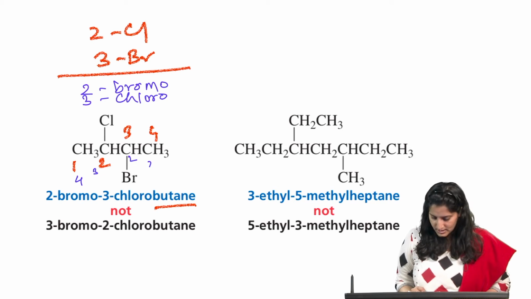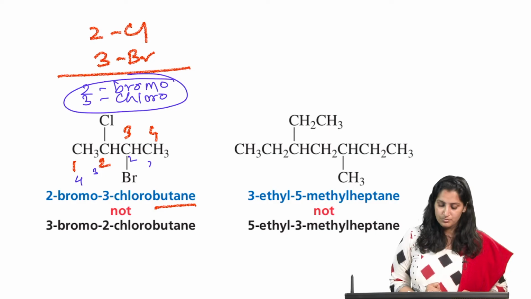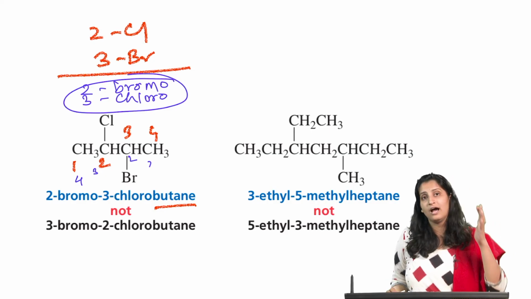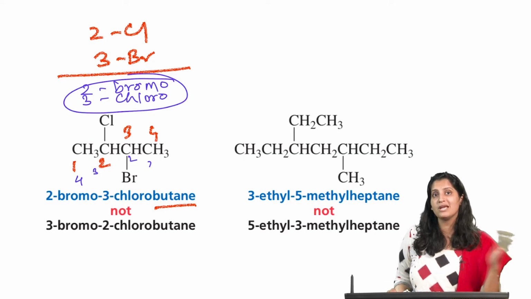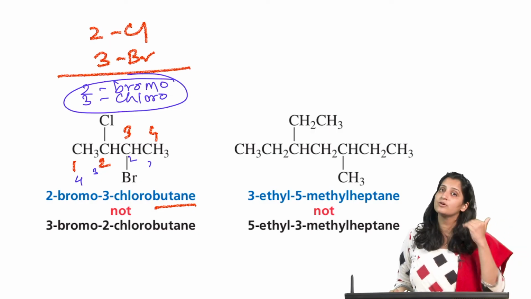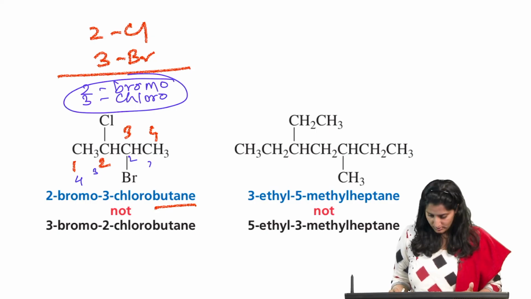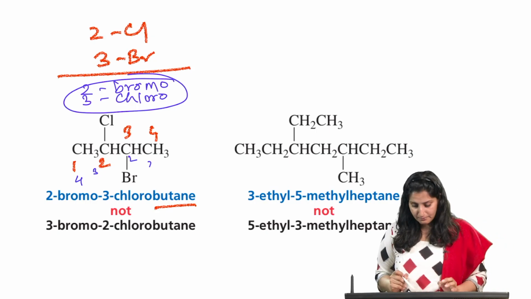Okay. In this case, this one is definitely better, the blue one, because bromine is alphabetically before chlorine. So, B comes before C, and what you have is the lowest position given to bromine because it is alphabetically better than chlorine. Okay. So, now let us do one more example here.